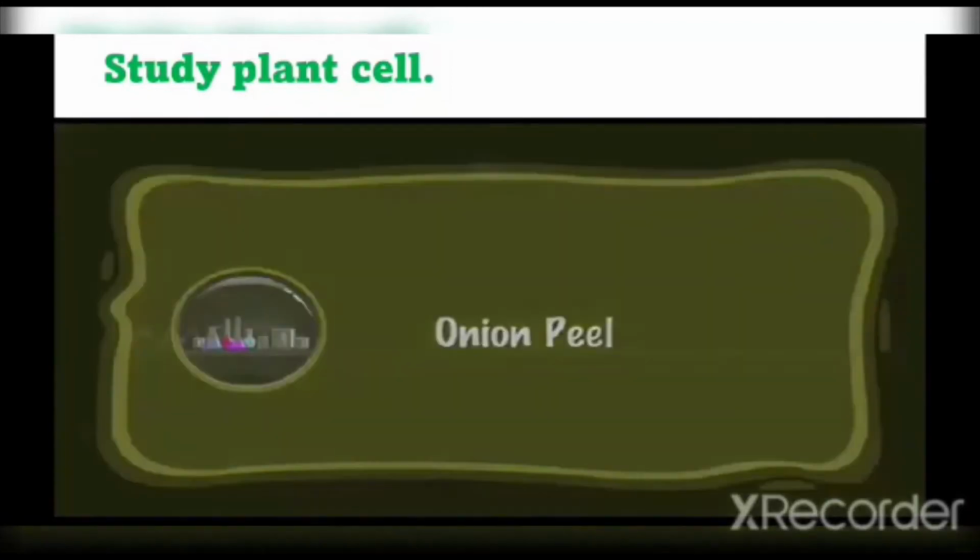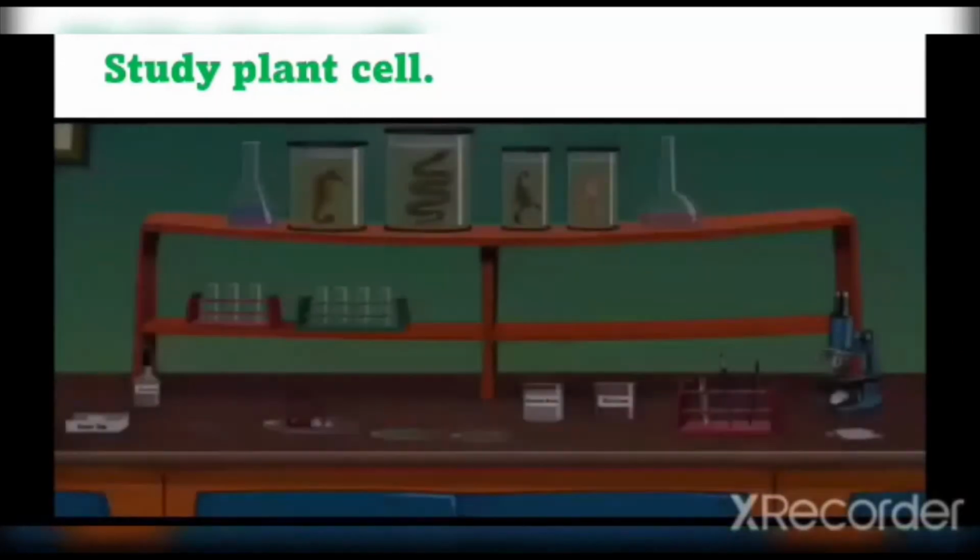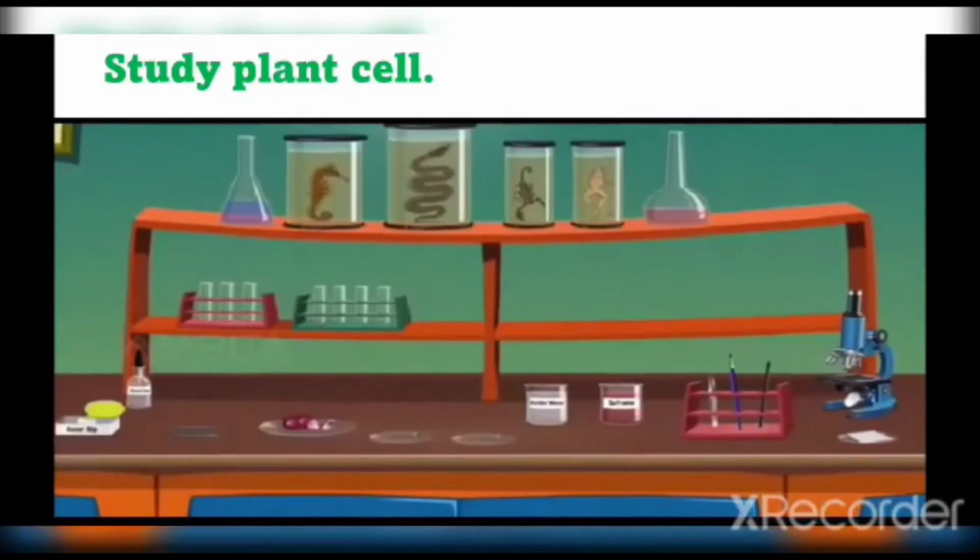Onion peel. To do the experiment, we require cover slip, glycerine, glass slides, onion, watch glasses, distilled water, saffron in solution, forceps, brush, needle, compound microscope, blotting paper.